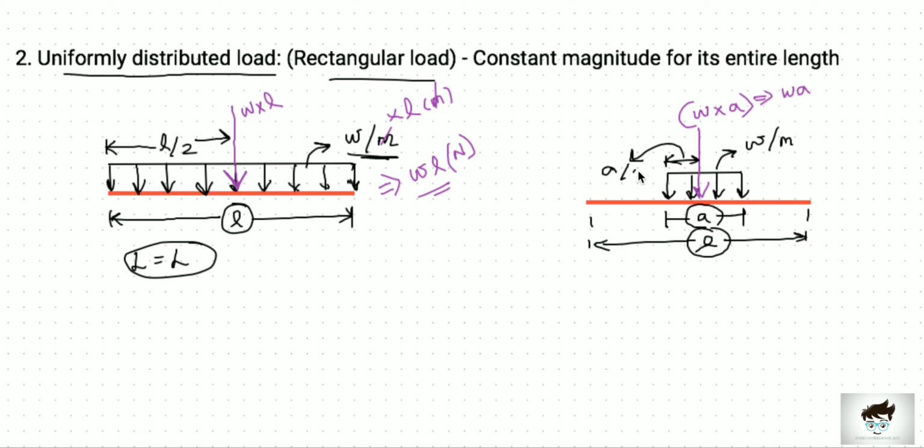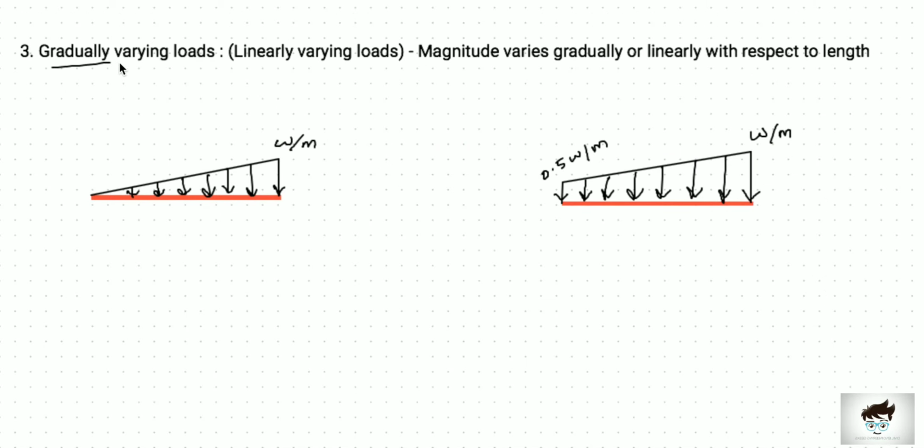Yeah, and the magnitude of the converted point load will be W times A. Great. Let's move on to our next load case. It is called gradually varying load.